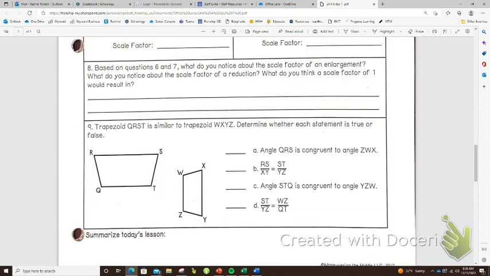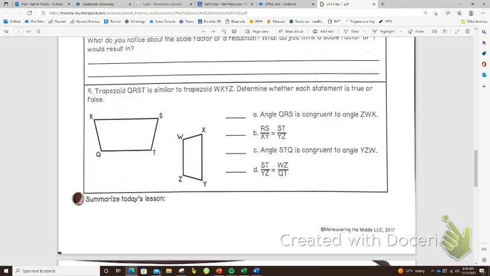All right, looking at the very bottom section, it says trapezoid QRST is similar to trapezoid WXYZ. Determine whether each statement is true or false. So first, let's go ahead and color code these. So we can do our bases first. This short base will be purple, which matches up with Q and Z. And then the long base can be green.